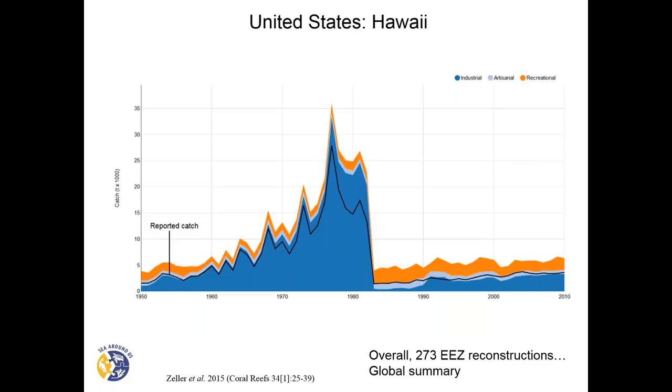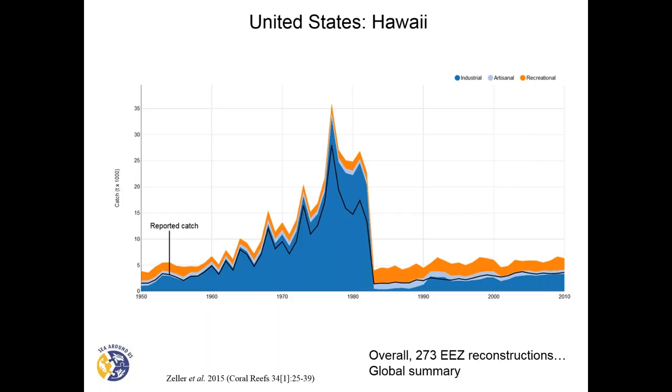The last example I want to present is Hawaii. Here you see the very strong effect of the declaration of the exclusive economic zone by the United States in the early mid-1980s. Most of the catch prior to that time period was actually taken by foreign fleets. There was substantial fishing by Japan and the former Soviet Union in these waters. What I want you to really focus on here, however, is the latter period after the 1980s, where you notice that the recreational fishery is also substantial. Again, Hawaii is a tourist destination, and there's also a lot of domestic recreational fishing.